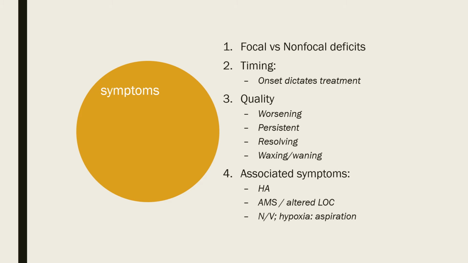Next would be associated symptoms. So like a patient with headache, this is important because they need a spinal tap to rule out subarachnoid hemorrhage, especially if the initial head CT is negative. Do they have altered mental status or altered level of consciousness? This is likely due to hemorrhagic stroke or an encephalopathy due to infection, could be toxins or drugs. And then do they have any nausea or vomiting or hypoxia, something that might make you think that they've aspirated?